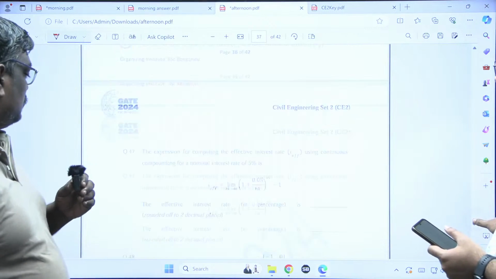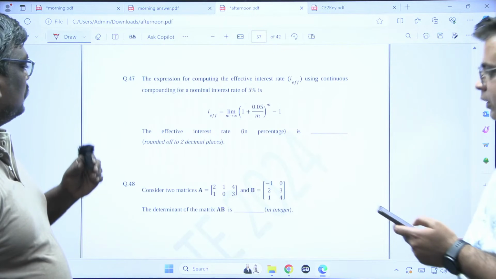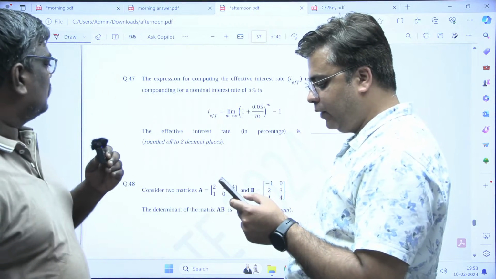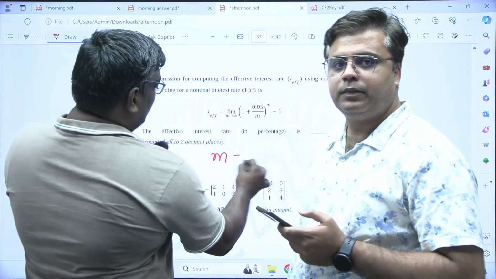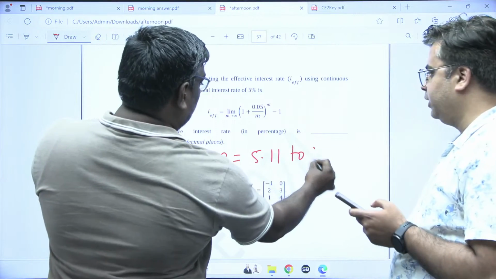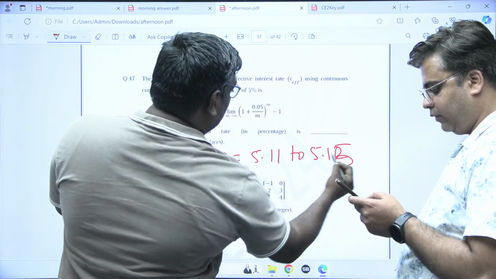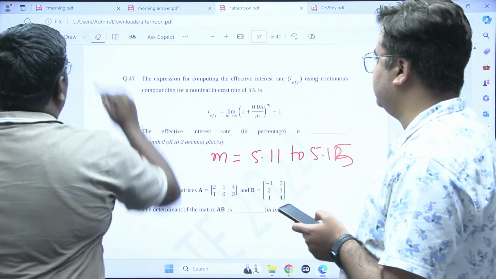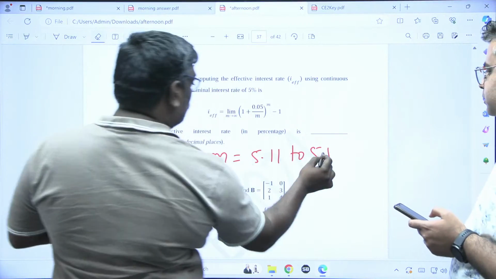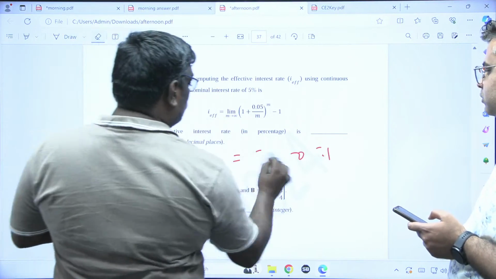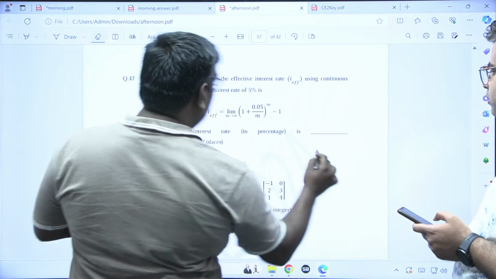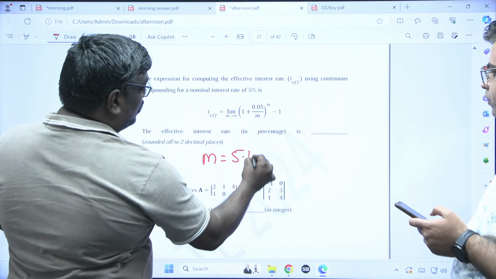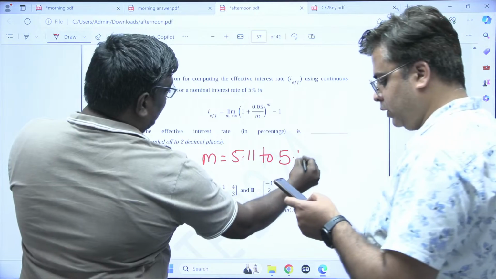Next, you have this question 47. The range is given as 5.11 to 5.15. M is equal to 5.11 to 5.15. Next one is question 48, students.